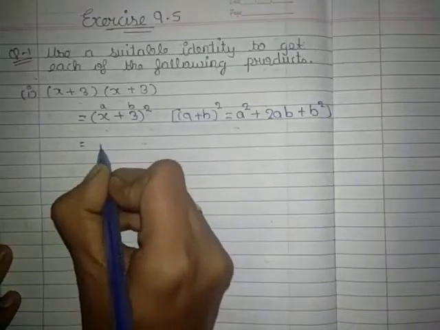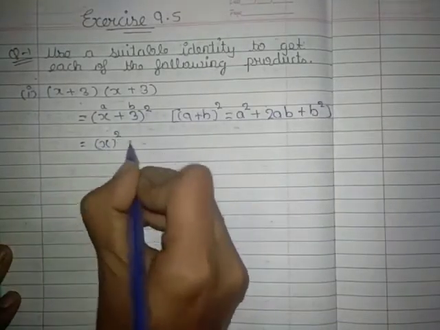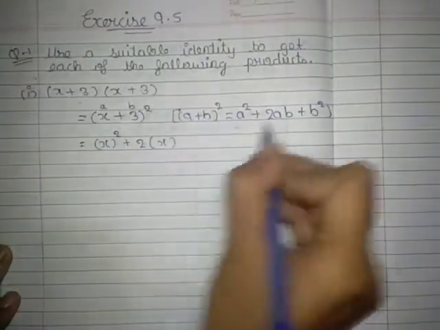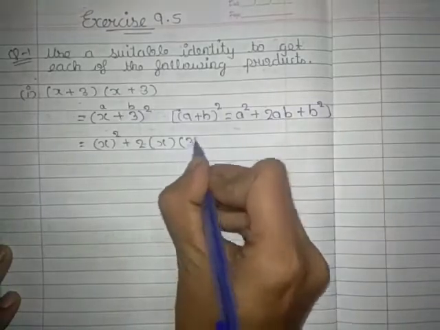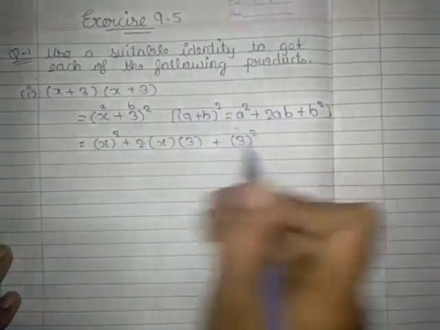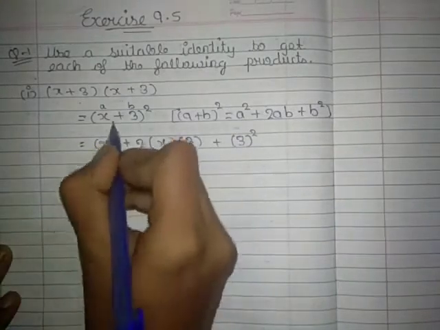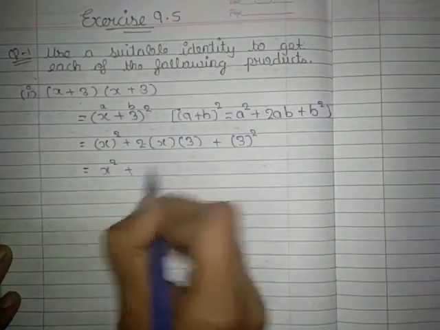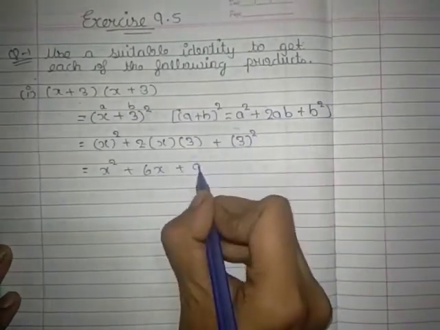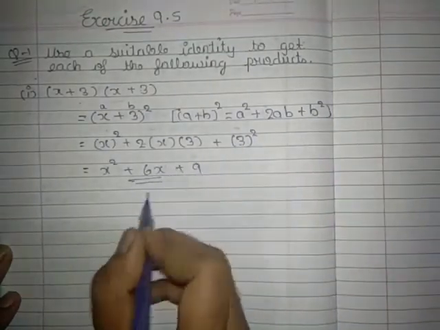That is a square means x the whole square, plus 2 multiplied by a, that is x, multiplied by b, that is 3, plus b square. What is b here? 3. So 3 square. So now expand: x square plus 3 multiplied by 2, 6x, plus 3 square is 9. So our answer is this.